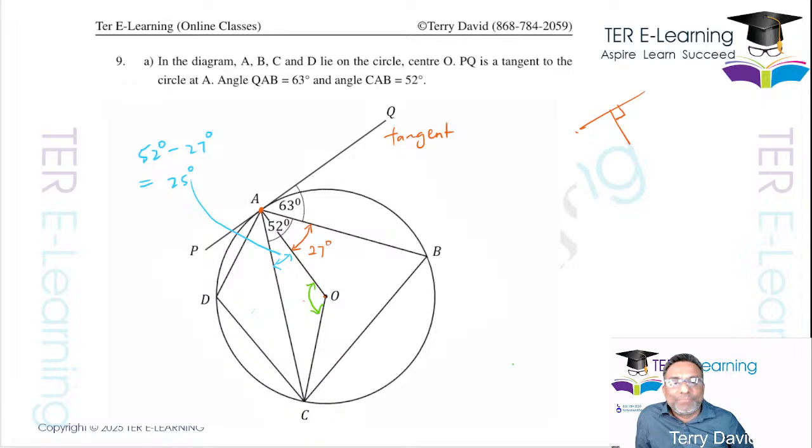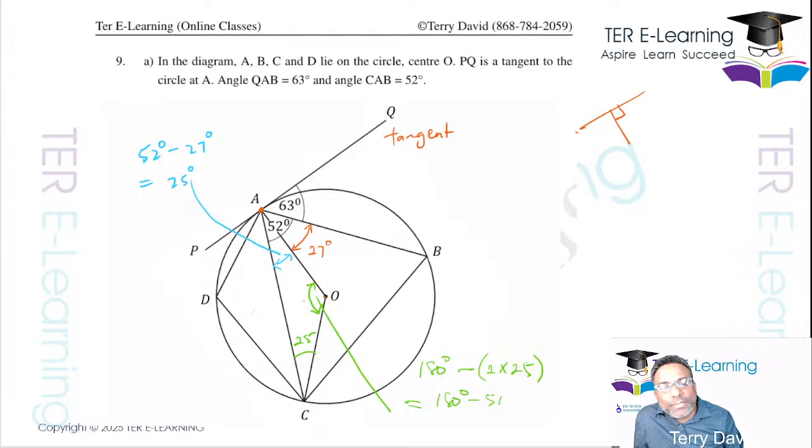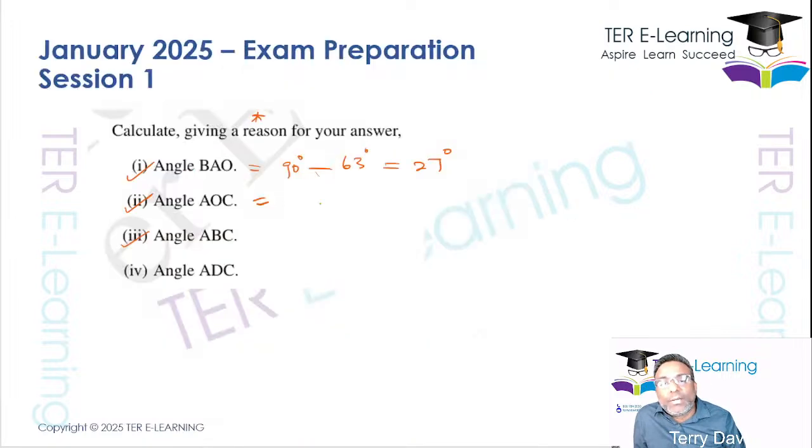People are saying 130. If you want to get this angle here, if this is 25, the triangle here is an isosceles, so this is also 25. So to work out this angle, it's going to be 180 minus, we need to subtract 25 twice, so 2 by 25, which is 50. So you're going to get 130 degrees. Some of you say 130. Yeah, I agree with that. So this answer here is going to be 130 degrees.